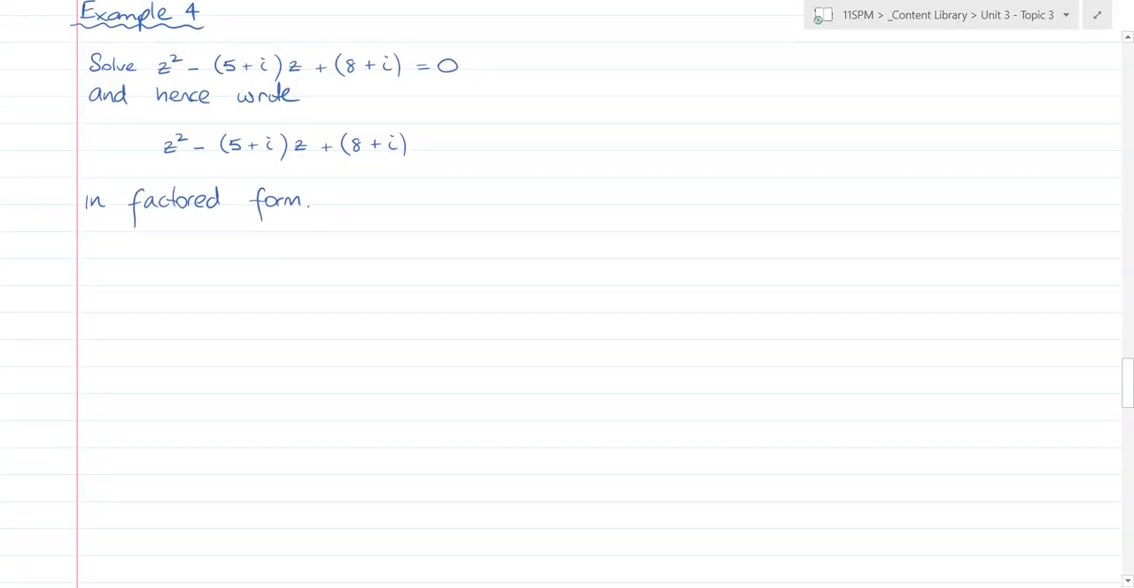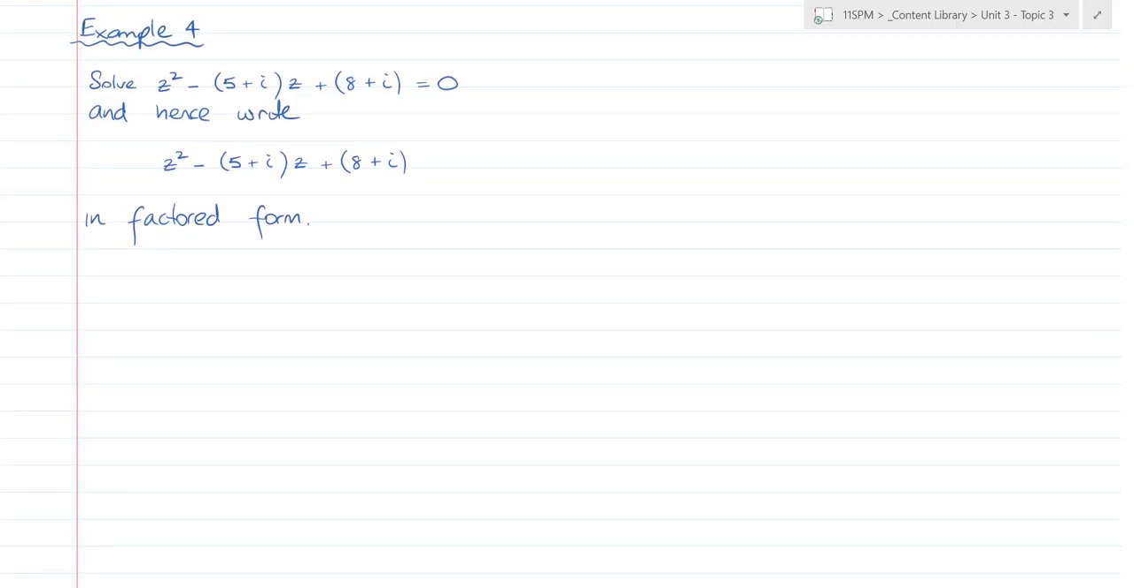So, example 4: solve z squared minus (5 plus i) z plus (8 plus i) equals 0, and hence write that in factored form. So this has complex coefficients.